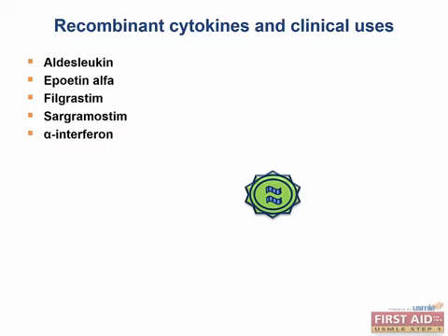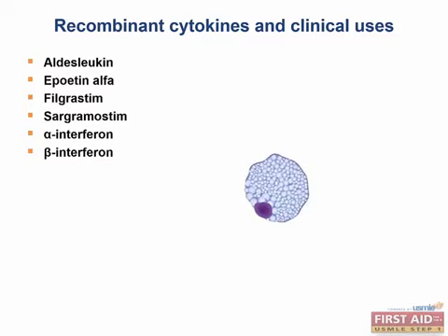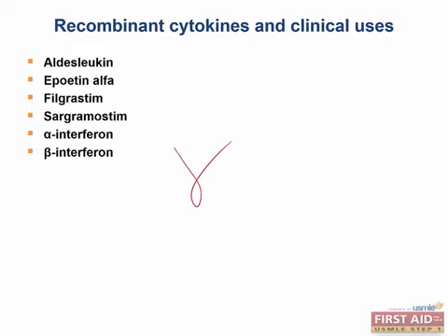Hepatitis C and hepatitis B. I'm just going to list them. No easy way to remember these facts. Beta interferon is used in multiple sclerosis. And finally, gamma interferon. It's not listed here. A fun tie-in is that it's used in chronic granulomatous disease.